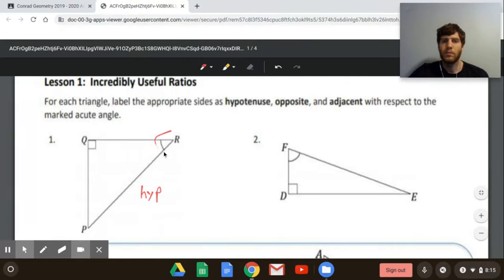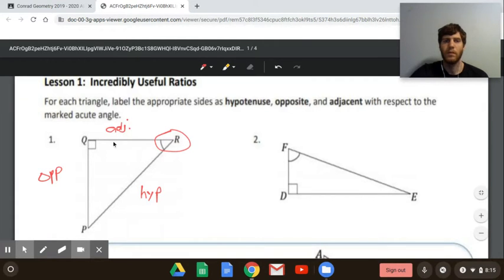And then you want to circle which angle you're dealing with. So we're looking at angle R. That's the one that's marked. Across from it is opposite. And then next to it is adjacent.